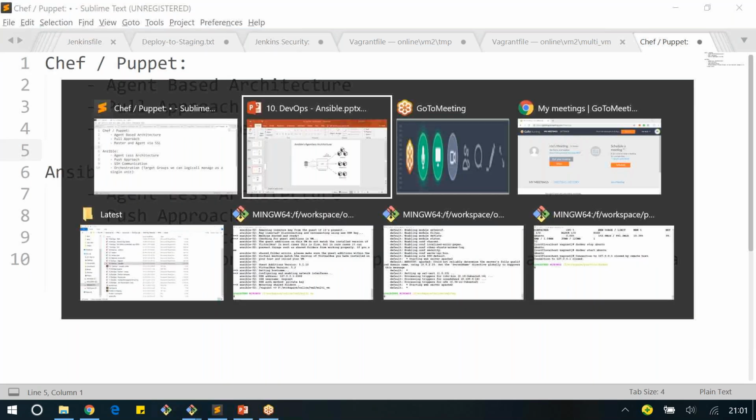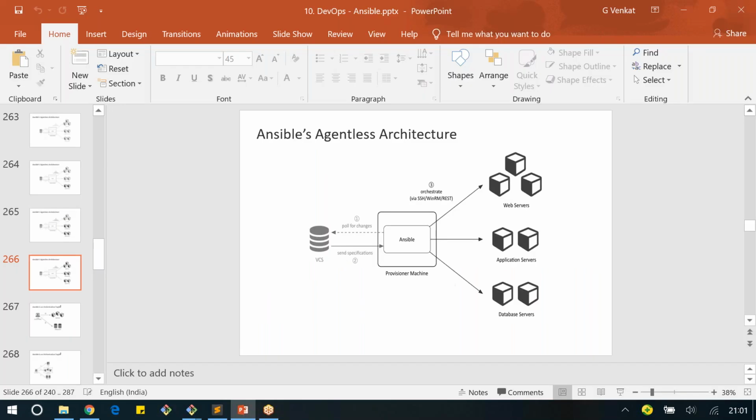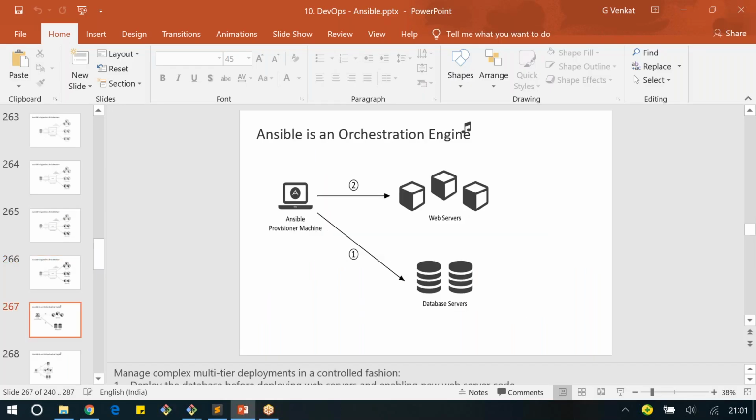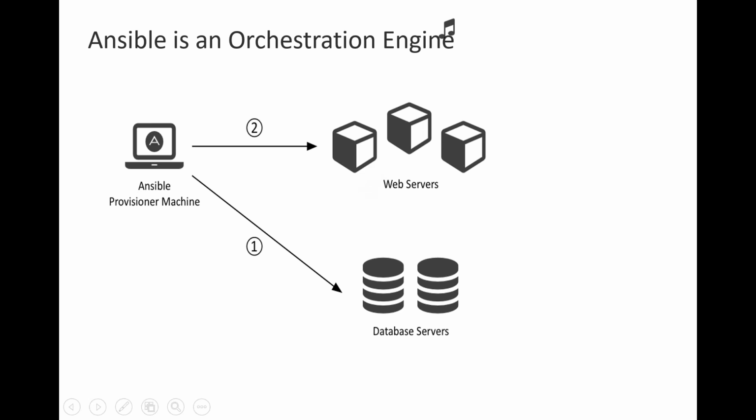And Ansible is an orchestration engine. What is this orchestration engine? We are saying database servers as one group, web servers as one group. If I have a change which belongs to my web servers, I can apply that change only to my web servers.